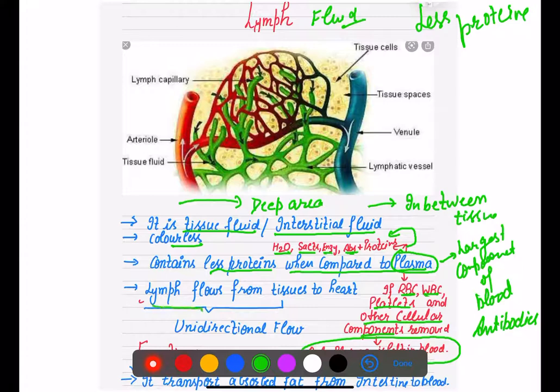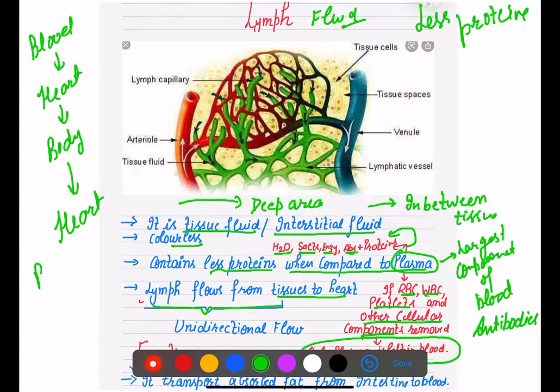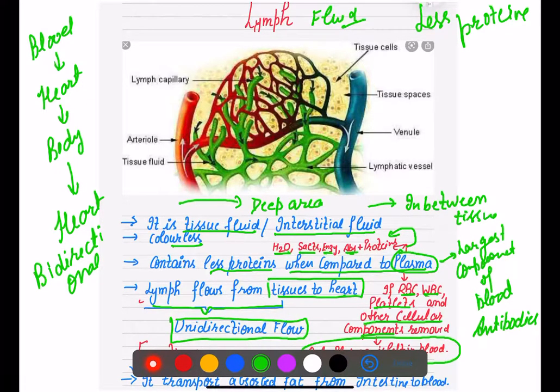It flows from tissues to heart. Blood kahan se kahan flow karta hai? Heart to body as well as from body to heart. So blood is always bidirectional, but lymph always flows from tissues to heart. So the flow is unidirectional.